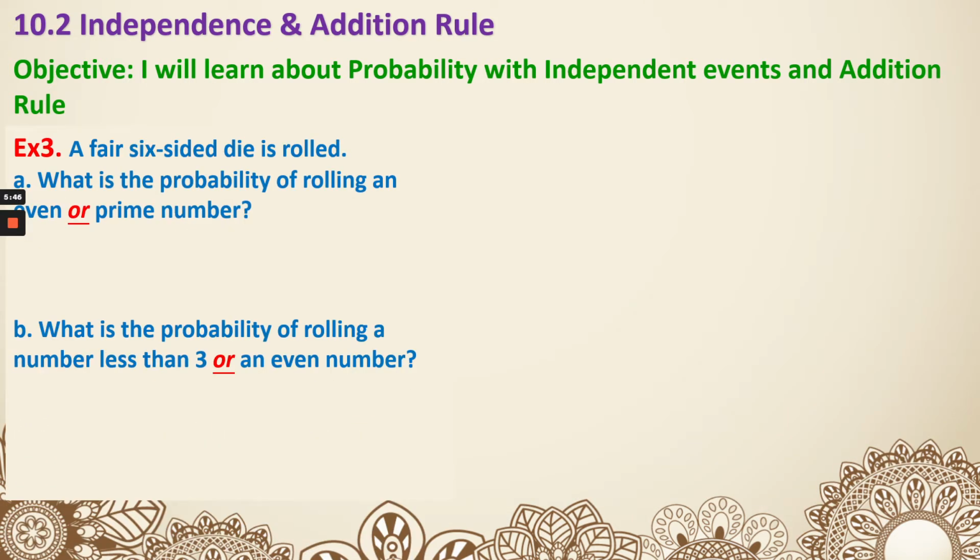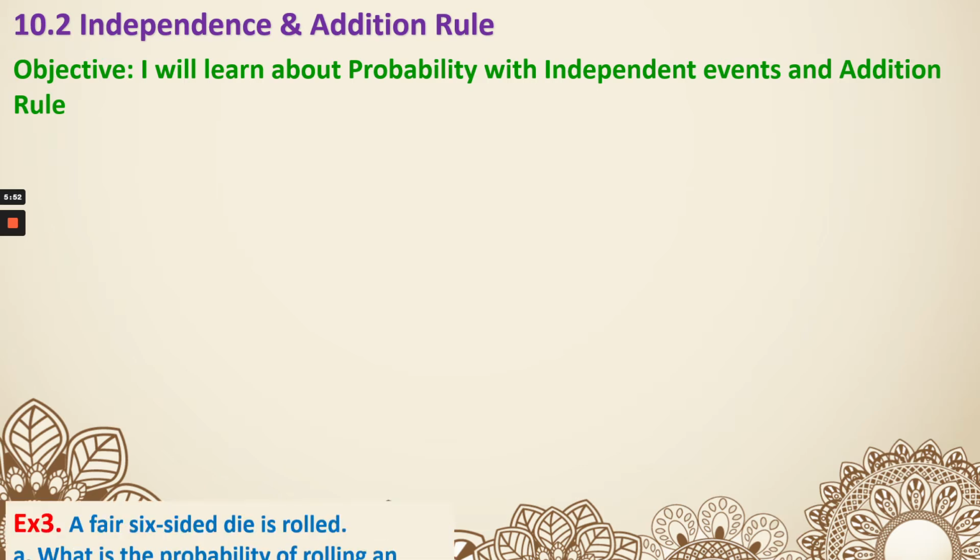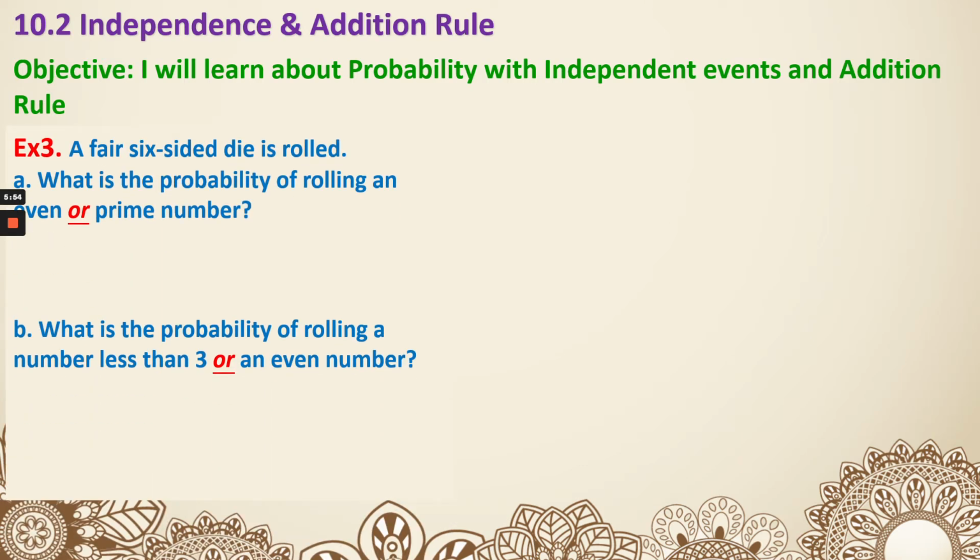The key word is, again, union means or. Whenever we see the word or, we're just doing our addition rule. So if a six-sided die is rolled, what is the probability of rolling an even or prime number? Let's actually write them down. Even numbers, we have 2, 4, 6. Prime numbers, we have 2, 3, 5. If you don't remember prime numbers, these are the numbers that can only be divided by themselves and 1.